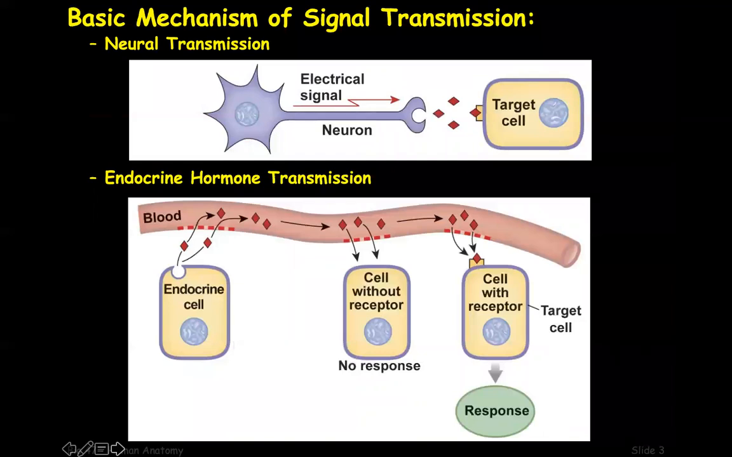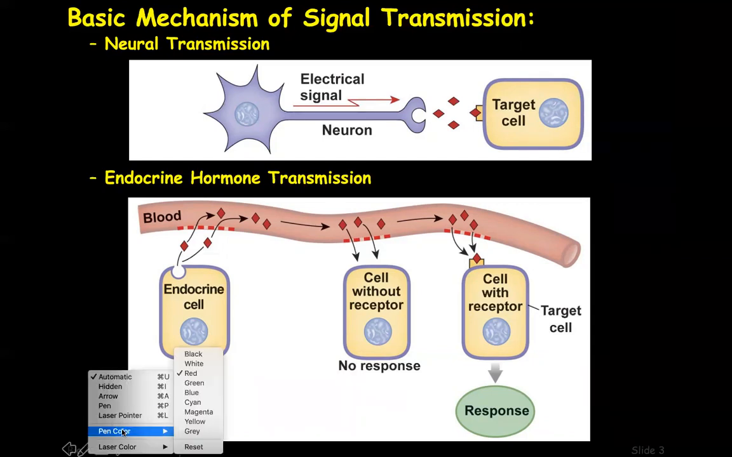The endocrine system uses really similar signal transmission as the nervous system. That is, it has one cell that's causing a response and target cells that have receptors for that response to have a response. So up there at the top is neural transmission. There's an electrical signal that's sent down the length of a neuron. That neuron releases a neurotransmitter into the synapse, a very short distance between it and the target cell. And that neurotransmitter binds to receptors on the target cell, causing a response.